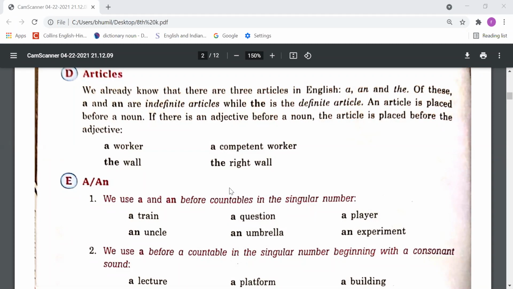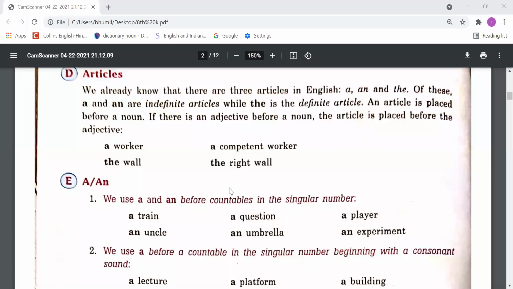Okay, so according to this, we should use articles. Where definite things are there, we need to use the definite article "the". Where indefinite things are there, we need to use "a" or "an", right? Suppose I tell you what is definite and what is indefinite. If this point is clear, you will come to know how to use the articles, right?